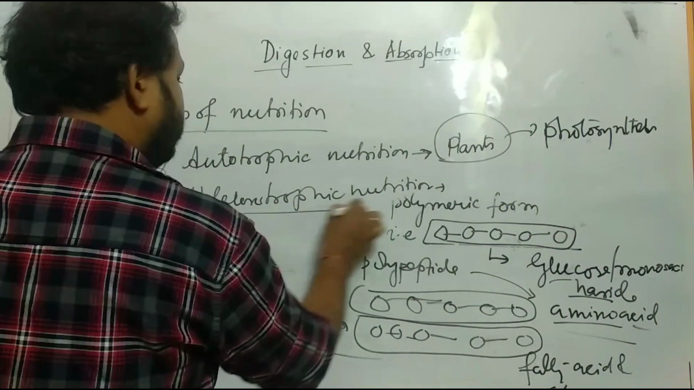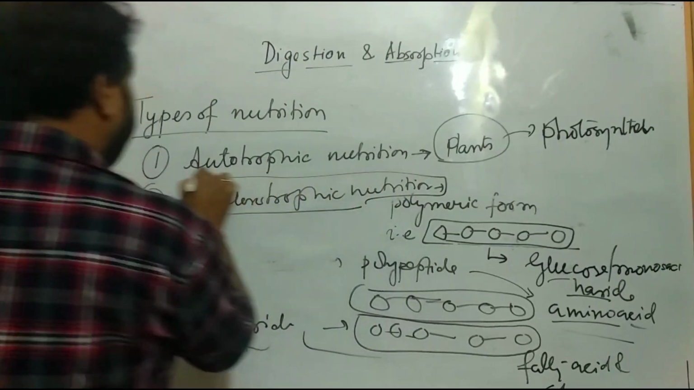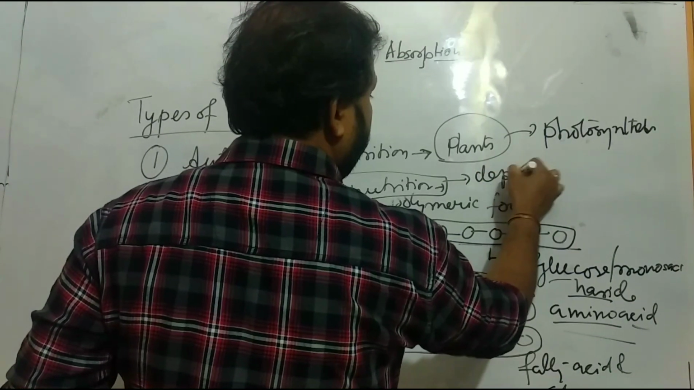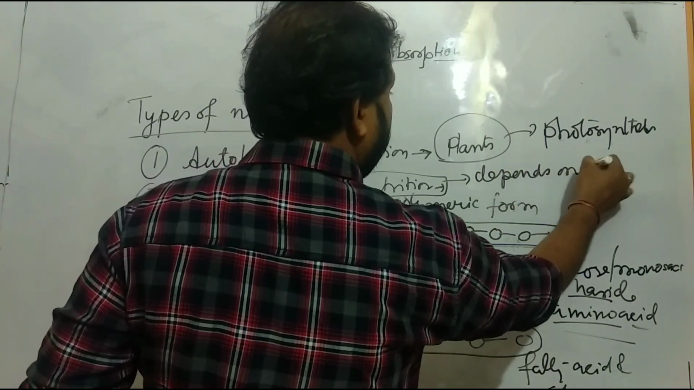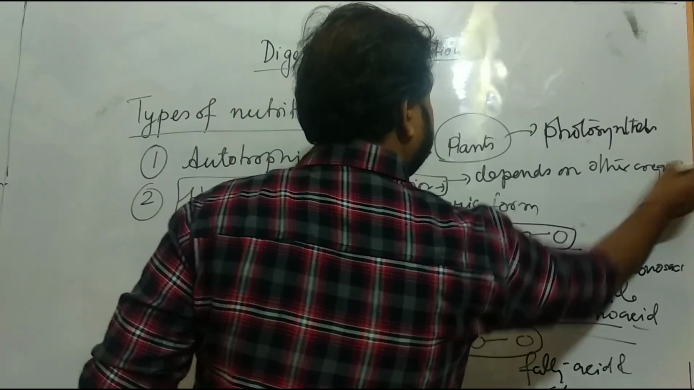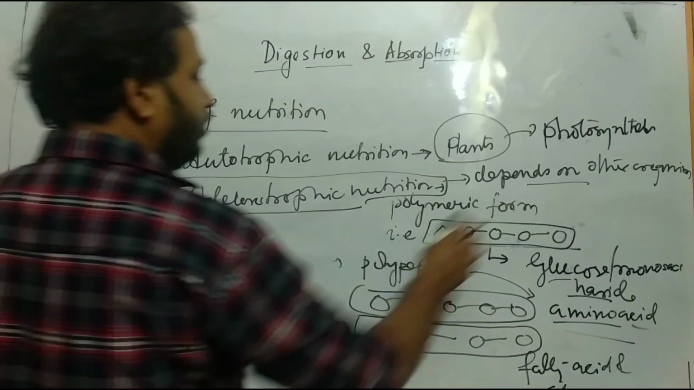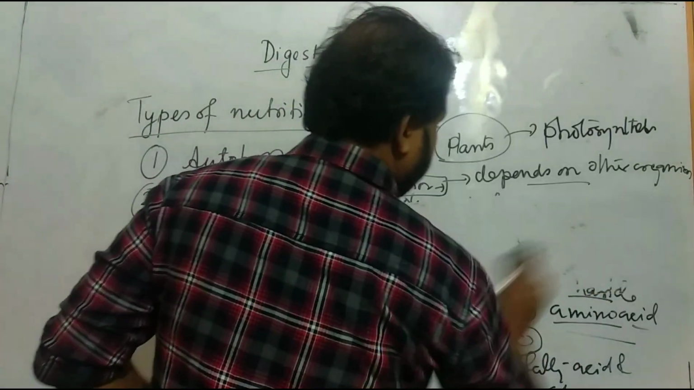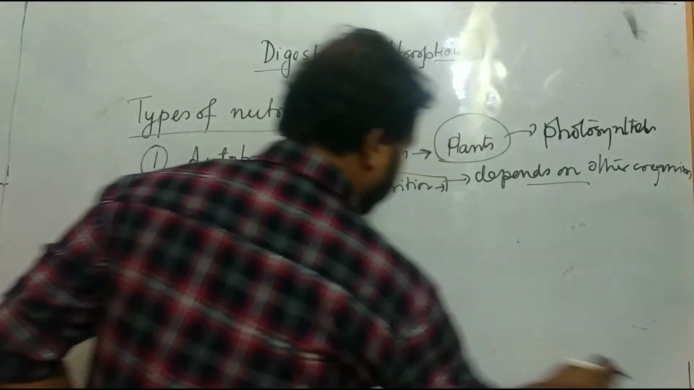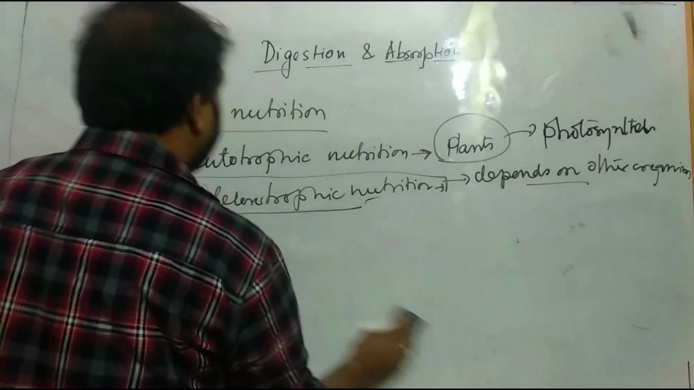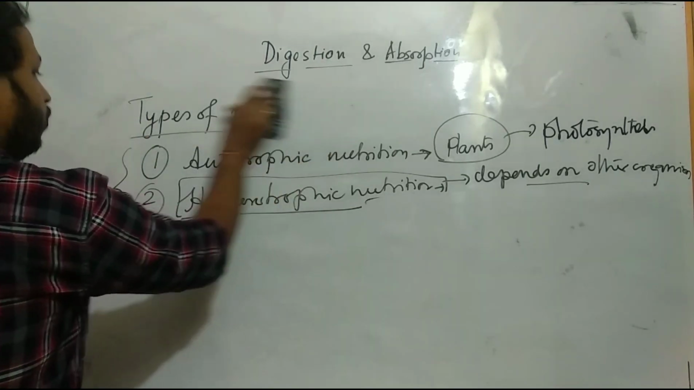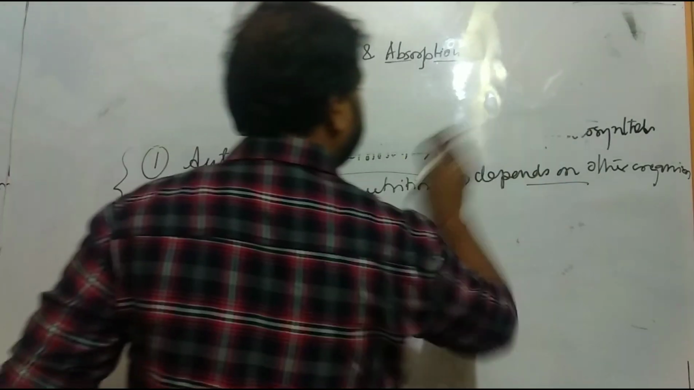But this group of organisms is not able to manufacture its own food, so it depends on other organisms for its food. Okay. This is called heterotrophic nutrition. Now I would like to discuss the different modes of nutrition. This was the type of nutrition. Now I move to modes of nutrition.